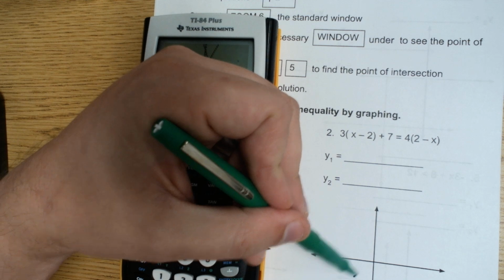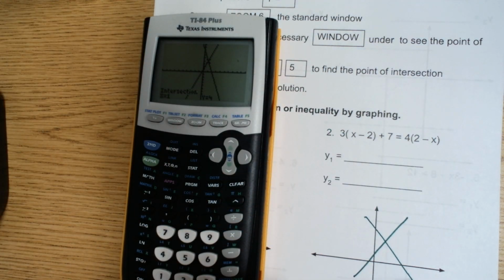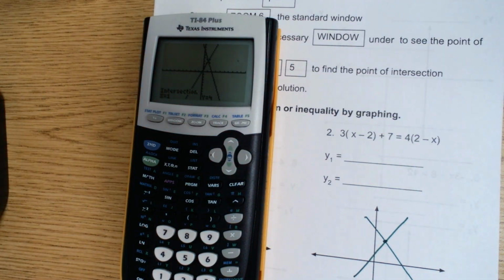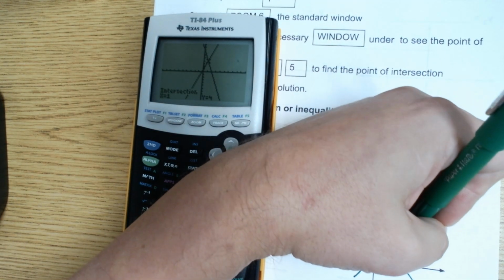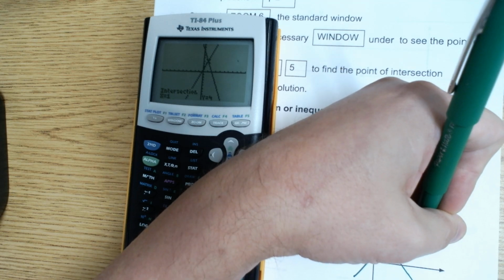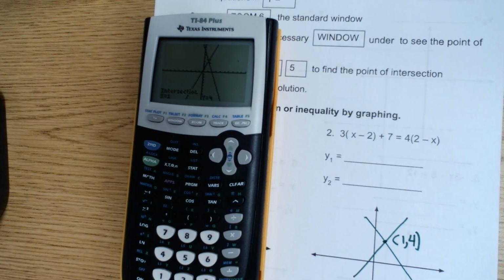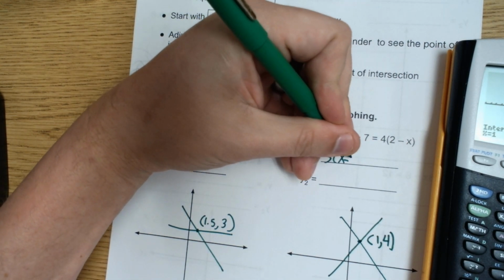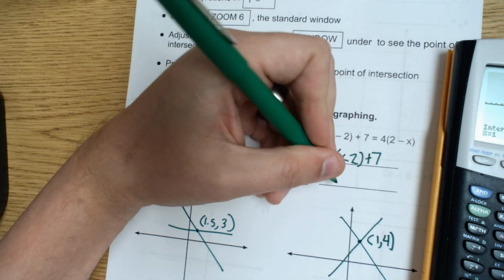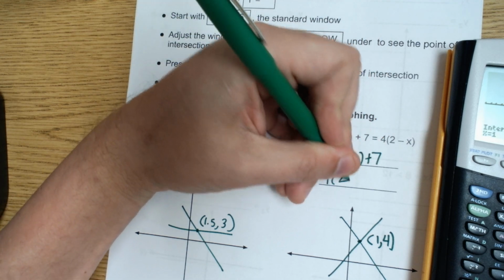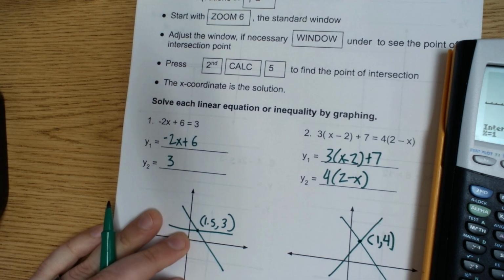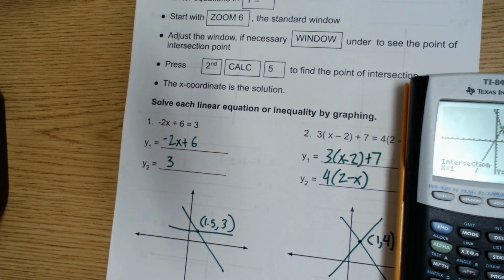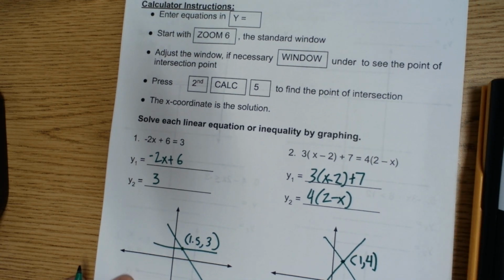So, a quick sketch. Main thing here is that I'm making sure I know that I've at least got the right numbers in terms of positive and negative. So the intersection there, oh, and I didn't even copy those down. 3x minus 2 plus 7. 4 times 2 minus x. Then again, I'm looking for my x value, which was 1. So it tells me there, x equals 1. That's my intersection point.